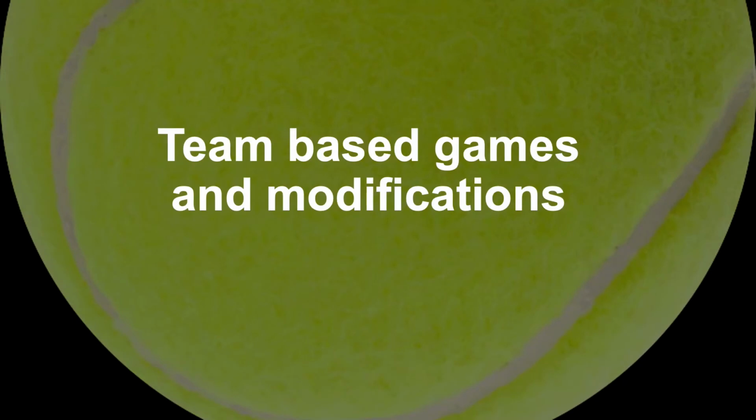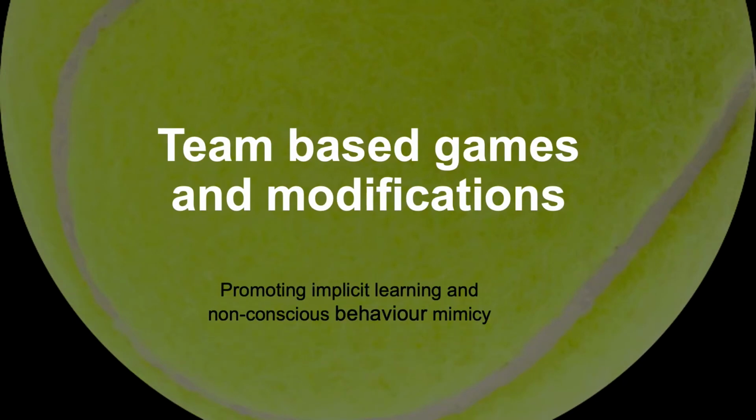Team-based games and modifications, promoting implicit learning and non-conscious behavior mimicry. In this video, we'll look at how team games work, where in a practice session, players are divided into teams of 2 or 3 or 4, depending on the size of the group. The belief is that players learn from opponents as they play, as they try to address the same problem in different ways.